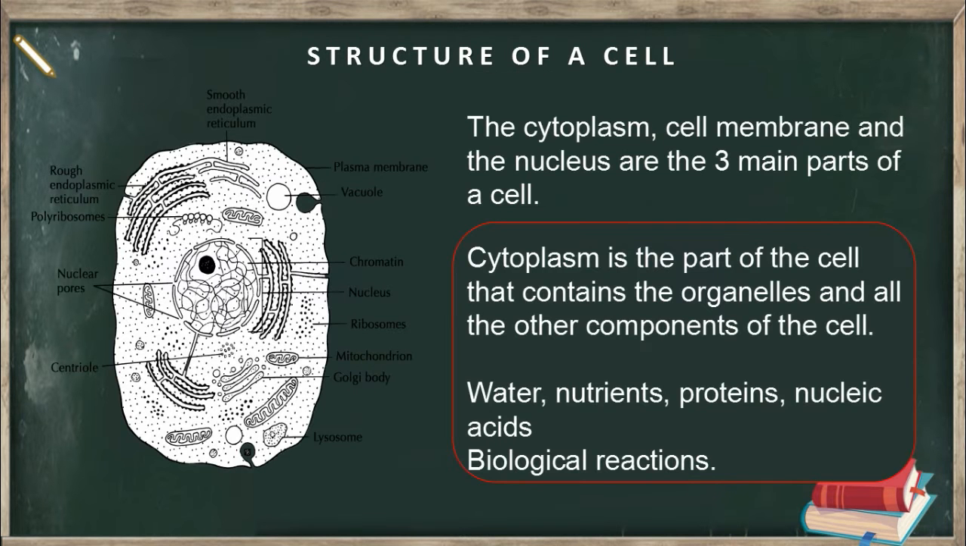The cytoplasm, cell membrane and the nucleus are the three main parts of a cell. Cytoplasm is the part of the cell that contains the organelles and all the other components of the cell. The cytoplasm is made up of water, nutrients, proteins, nucleic acids. The cytoplasm is the place of all biological reactions inside a cell.